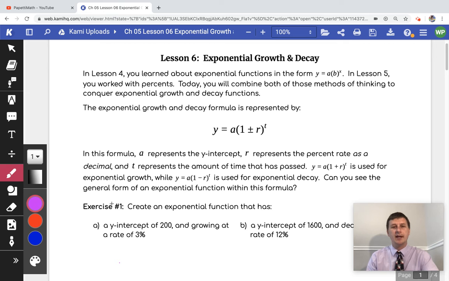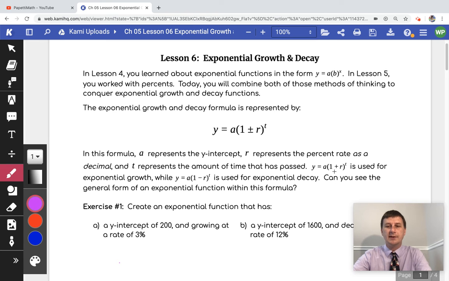The exponential growth and decay formula is represented by y is equal to a times 1 plus or minus r to the t power. In this formula, a represents the y-intercept, r represents the percent rate as a decimal, and t represents the amount of time that has passed.